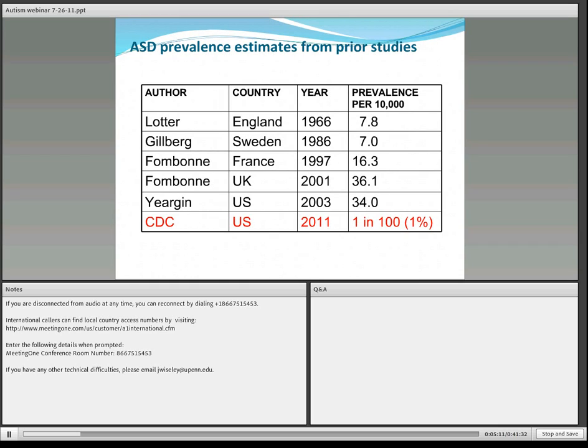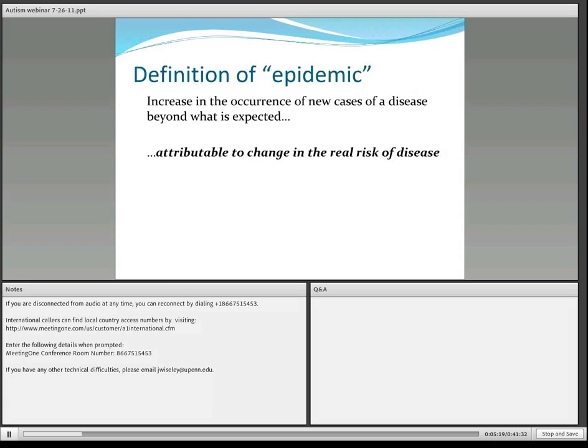So the question I often get asked as an epidemiologist is, is this an epidemic? And I think to really understand that, we need to look at what the definition of an epidemic includes. Most basically, the definition says it's an increase in the occurrence of new cases of disease beyond what's expected.